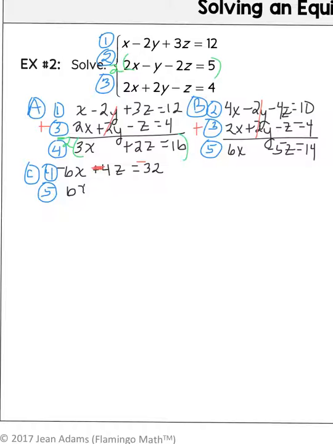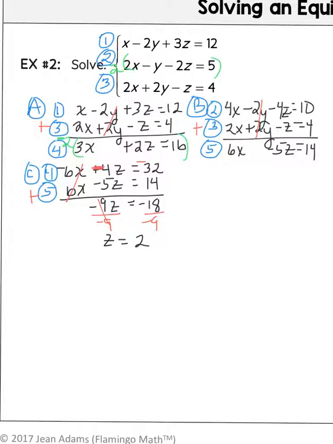So now I can continue. So I've got a 6x minus 5z equals 14. So now I can add. Now the x's will cancel. So I caught it a little early. A negative 4z and a negative 5z is a negative 9z equals negative 32 and positive 14 is negative 18. And then divide by negative 9. You get z equals positive 2.